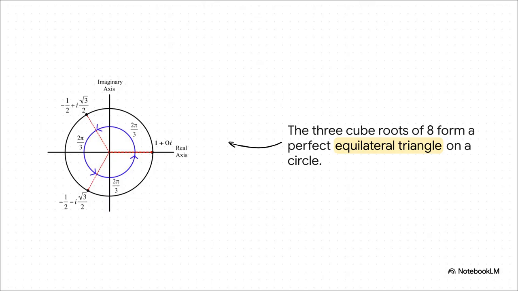And here is the truly incredible part. When we actually plot these 3 roots on the complex plane, they are not random at all. They lie perfectly on a circle with a radius of 2, and they form a perfect equilateral triangle. The algebra didn't just give us answers, it gave us perfect, beautiful symmetry.